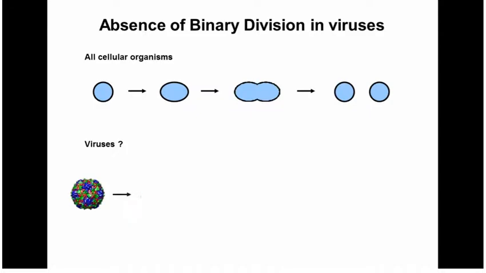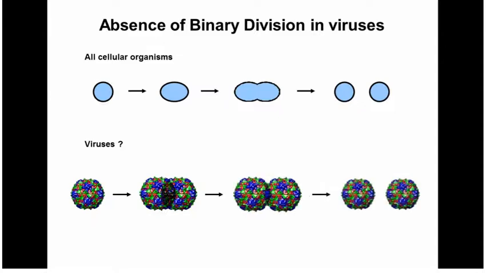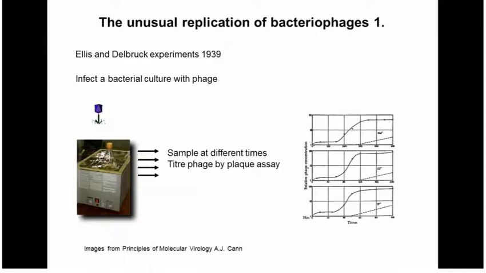Now, you might imagine that the same thing happens with viruses, that when viruses replicate, you'll start off with a single particle, the particle will grow bigger, and then finally, it's going to separate into two independent virus particles. This does not happen at all. No virus replicates like this. And the reason we know that comes from very simple experiments that were started in the 1930s.